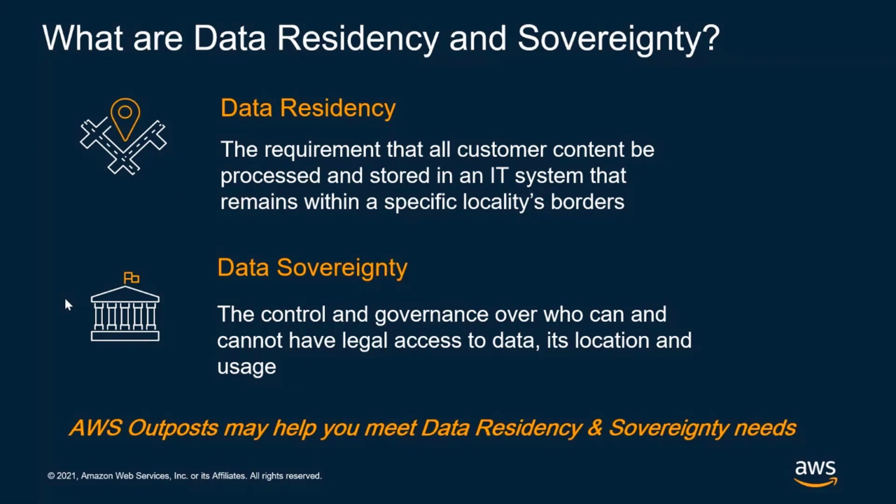Data sovereignty, on the other hand, is more restrictive and really goes into the policies that control and govern who can and cannot have legal access to the data and its usage. So really, they go part and parcel together. But most of what we're going to talk about today, we're going to refer to as residency. But AWS Outpost, at the end of the day, can really help you meet both data residency and sovereignty needs.